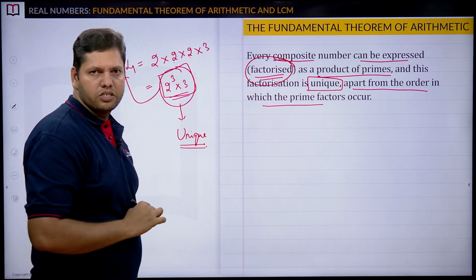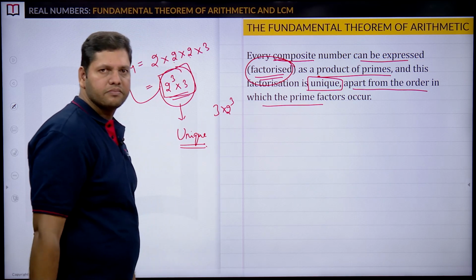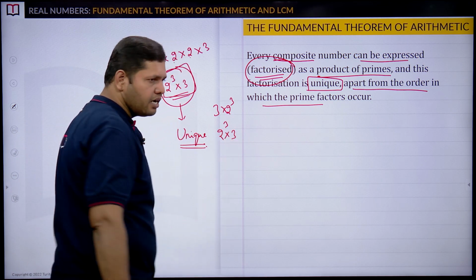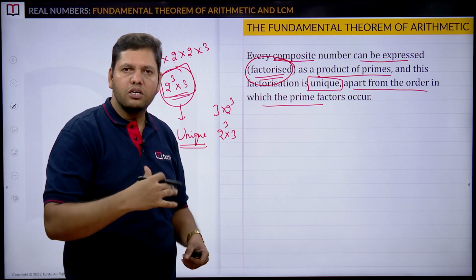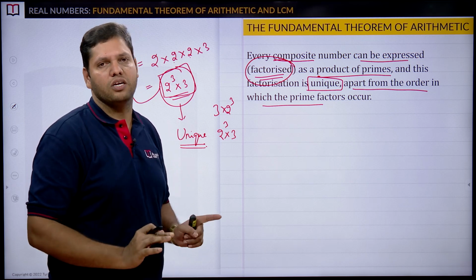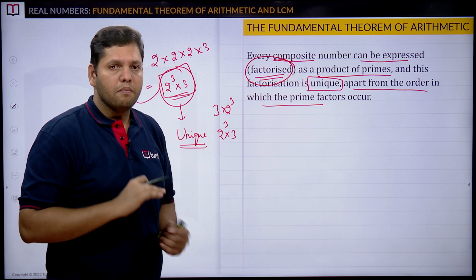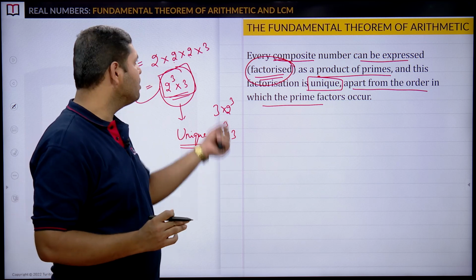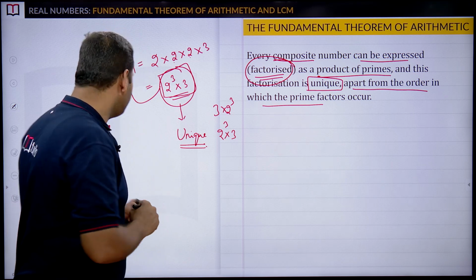The order may change. Some people may write 3 first and 2 to the power of 3 second, and some people may write 2 to the power of 3 first and 3 second. The order may change from person to person. But the thing is, children, the combination is a fixed combination. That is called a unique combination, so that will not be changed, but the order may differ from person to person. Is it clear, children? So that is the fundamental theorem of arithmetic. Children, let us see another example.